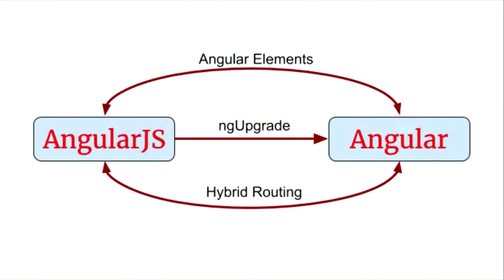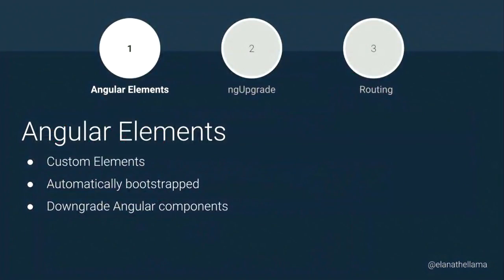So the different incremental migration approaches that we'll talk about today are Angular Elements, ngUpgrade, and hybrid routing. Angular elements are custom HTML elements bundled as an Angular component that are automatically bootstrapped into the DOM. When you add them, they're automatically bootstrapped, and when you remove them, they're automatically removed as well.